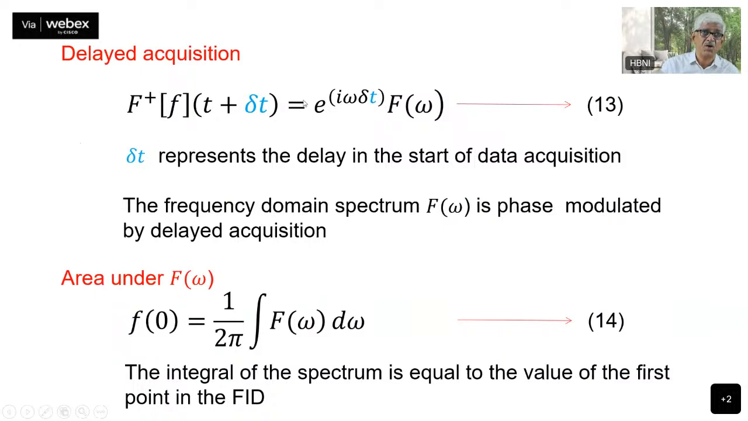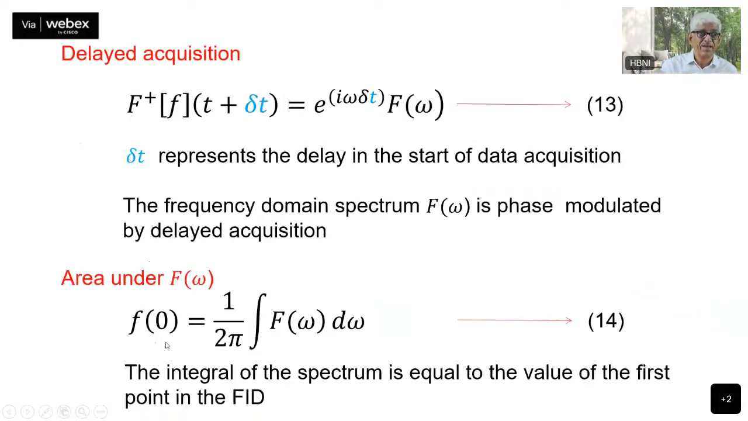And as a consequence of that, how will it reflect in your NMR spectrum? If F(omega) is your spectrum, then this small delay causes a multiplication by a phase, e to the i omega delta t, like e to the i theta. It means a certain amount of phase is added to the spectrum of omega. Delta t represents the delay in the start of data acquisition. The frequency domain spectrum is phase modulated by delayed acquisition. Okay, this will have consequences with regard to the phases in the NMR spectra and how to correct those phases and things like that. That's why I put that theorem again there.